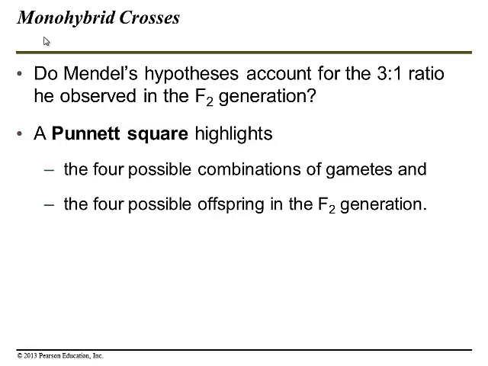Okay. So this guy's white, and all the rest are purple. So does all that stuff we just talked about account for that? Good. So a Punnett square highlights 4 possible combinations of the gametes and 4 possible offspring of that F2 generation. And that's for the monohybrid cross.